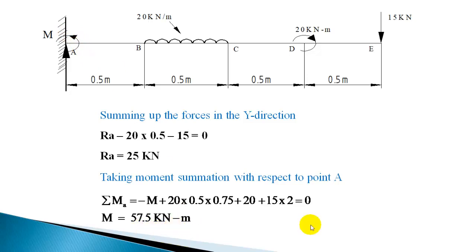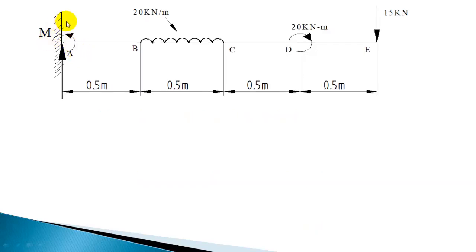Now let us calculate the shear force acting over the beam. To calculate the shear force, you can first take the section AB. When you look at the forces, only one force is there, which is 25 kilonewton, Ra. So the shear force in this section is Ra, which is 25 kilonewton.